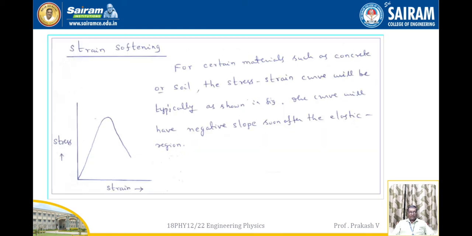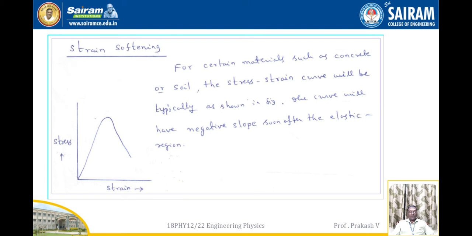Strain softening. It is the process of making material softer because of applying deformation. For certain materials such as concrete or soil, the stress strain curve will be typically as shown in the figure. The curve will have negative slope soon after the elastic region.